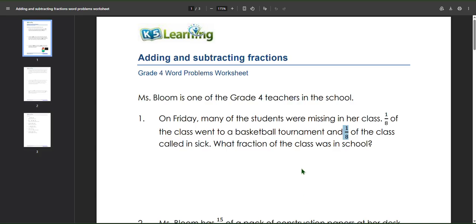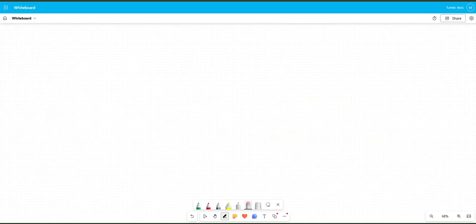So what this basically is saying is that these kids went to the basketball tournament. These kids called out sick. So they are missing. We need to know what was in school. So we're going to go over to our whiteboard that we've used in previous videos. This is Microsoft Whiteboard. I like using this one. You do have to have a login and a Microsoft account, but you can create a free account if I'm not mistaken. They might have changed that though. But we're going to go over to this. We're going to set up our problem.